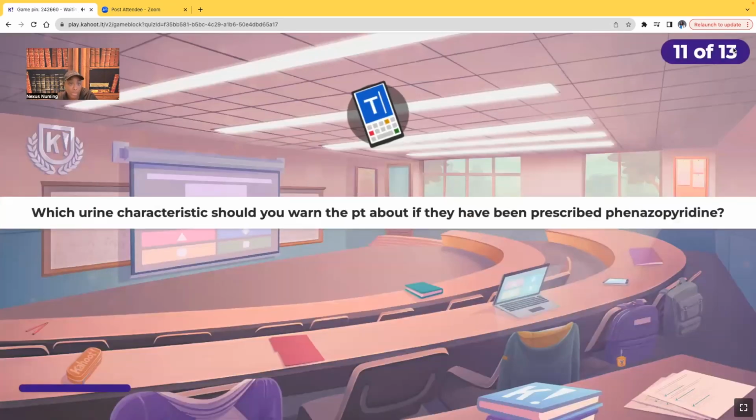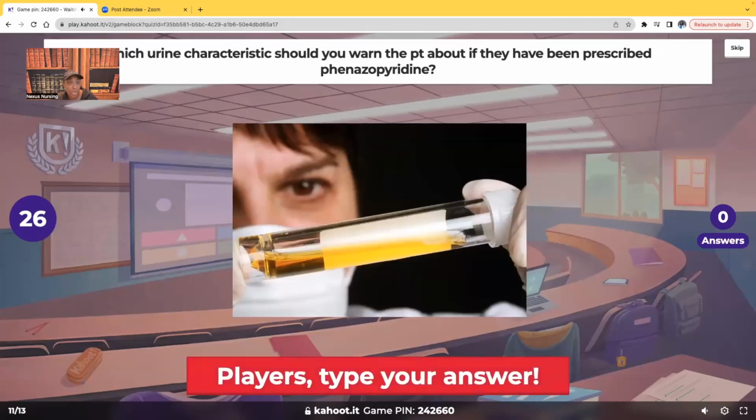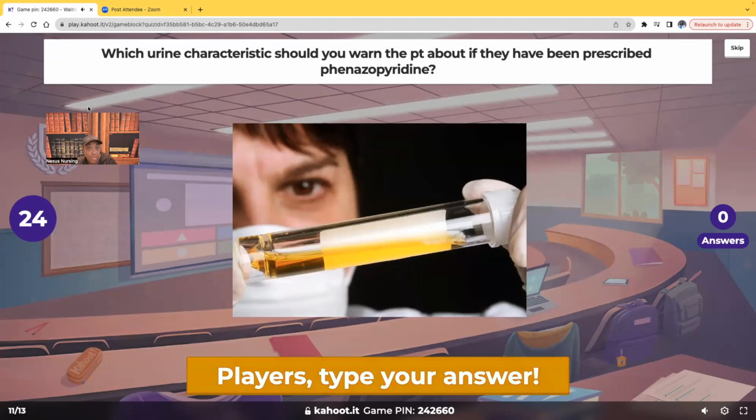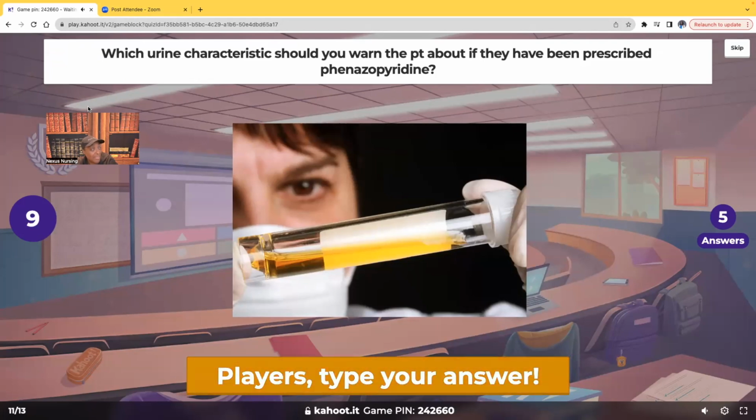All right, type in your answer. Which urine characteristic would you warn the patient about if they've been prescribed that same medication I just mentioned? That same medication, which we all agree is a urinary analgesic. If your patient has been prescribed that medication, what are you going to warn them about in regards to their urine? Zay, I need you to be more specific. What are you going to warn them about?